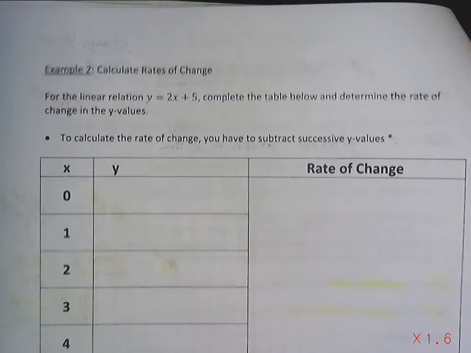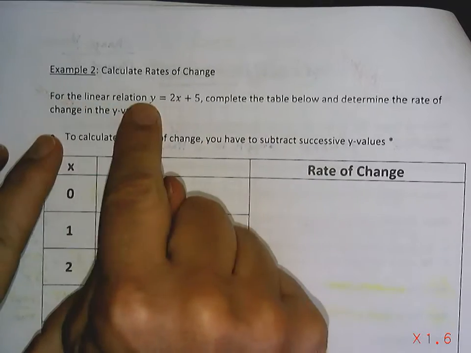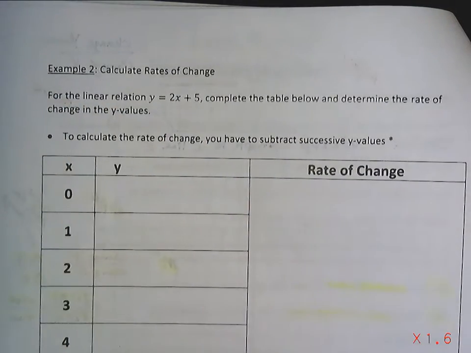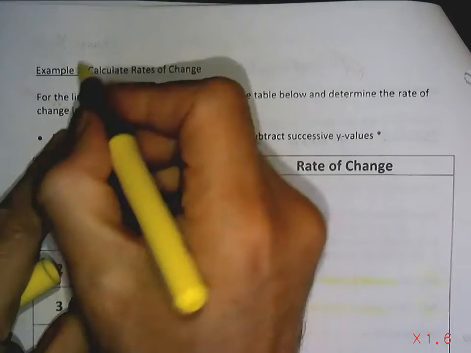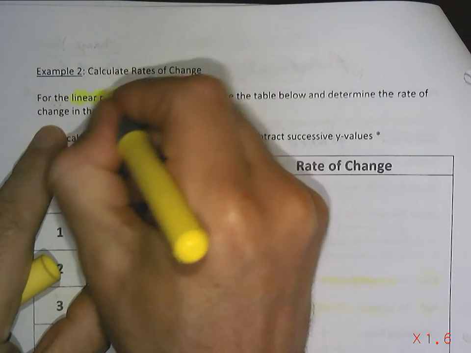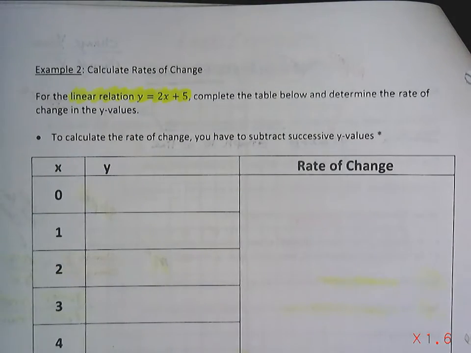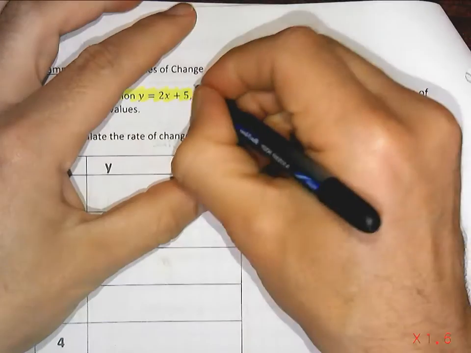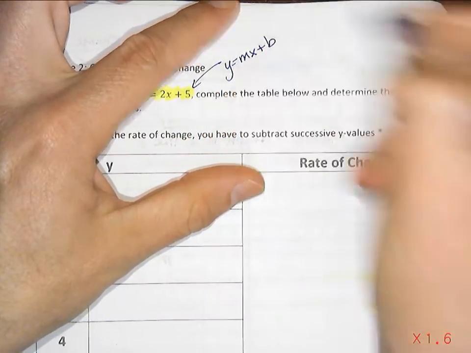Okay, welcome back. Example 2. Calculate rates of change for the linear relationship. Now, you gotta be able to read, kids, and I know you don't, so start. Linear relationship, they're telling you it's linear. I know it's linear. You know how I know it's linear? Because it's in this form: y equals mx plus b.